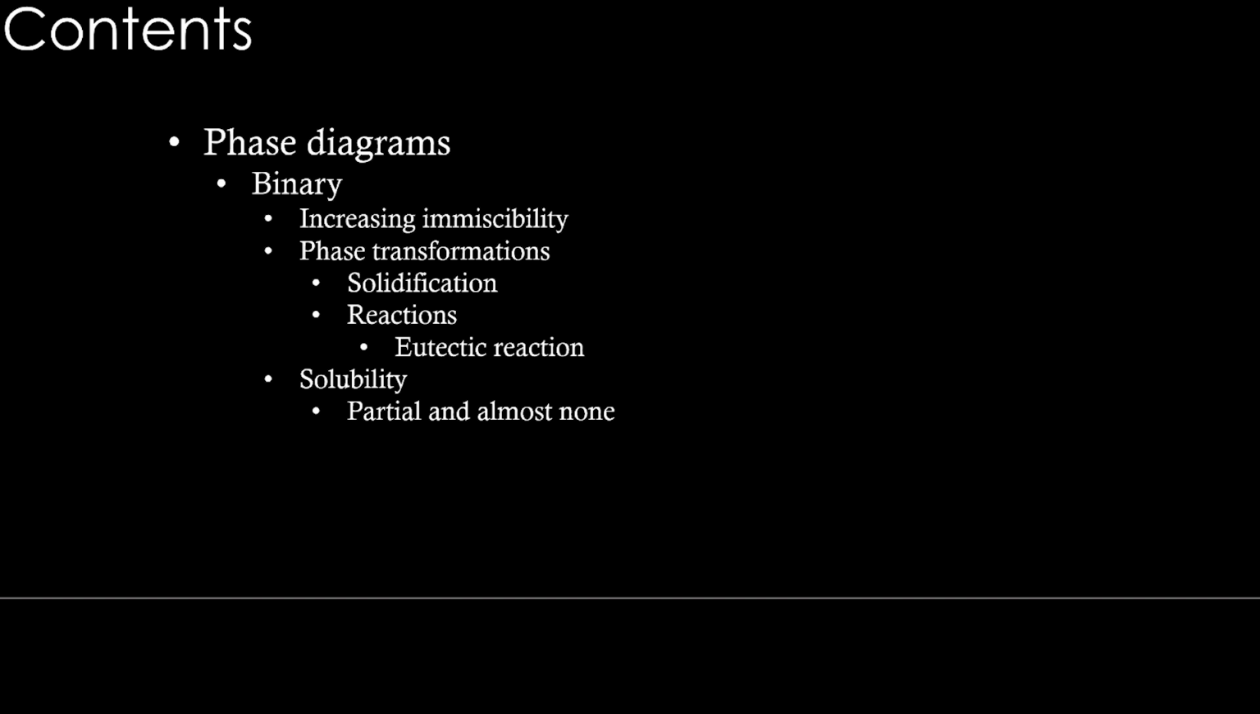Binary phase diagrams, what happens to them when the immiscibility increases? The phase transformations with regard to phase diagrams, about how a solidification happens, let's say a gradual solidification, and certain special types of transformations called reactions. One particular reaction type we will see extensively today is the eutectic reaction, and something about solubility.